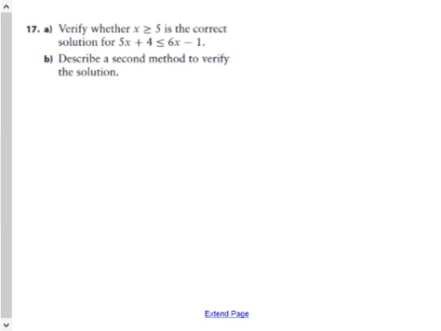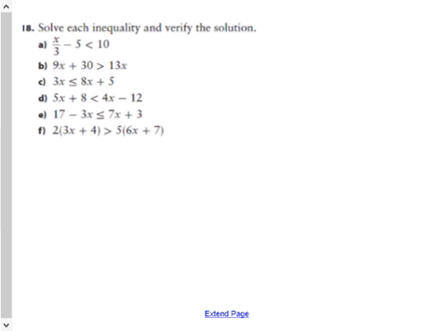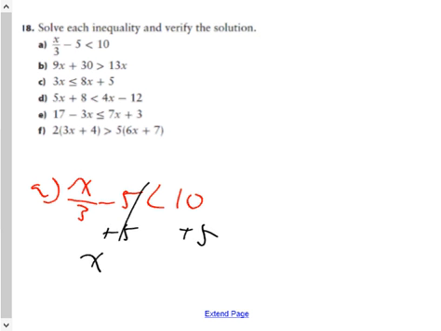Question 16 we're going to skip because it's dull. Question 17, dull. Question 18, solve each inequality and verify the solutions. So we're getting into our two-step algebraic inequalities. In this one, we're just going to solve it algebraically. We're going to add 5 to both sides to isolate. 1/3 x is less than 15.